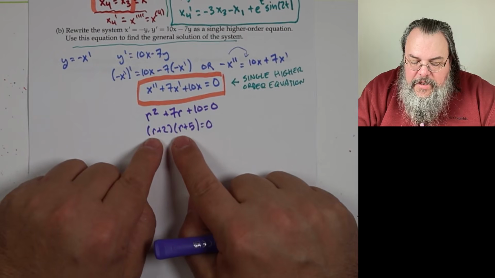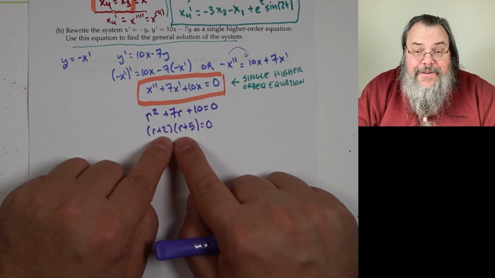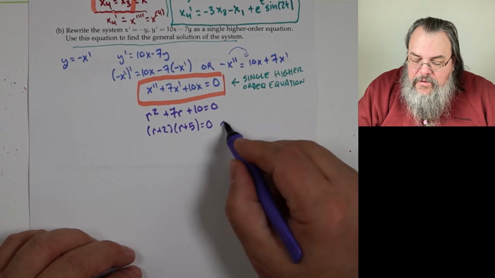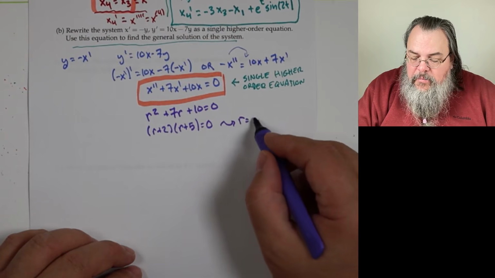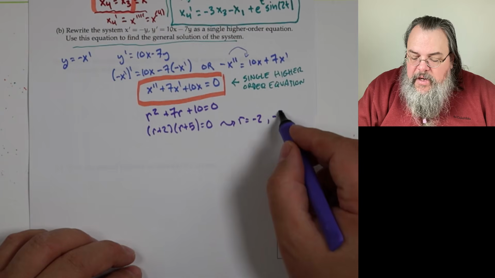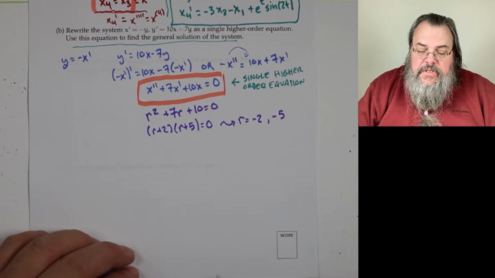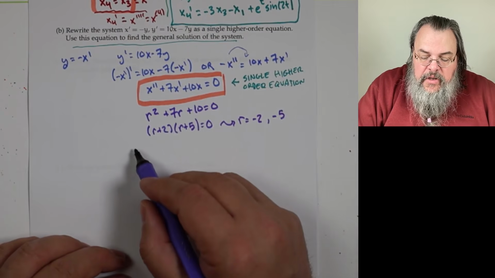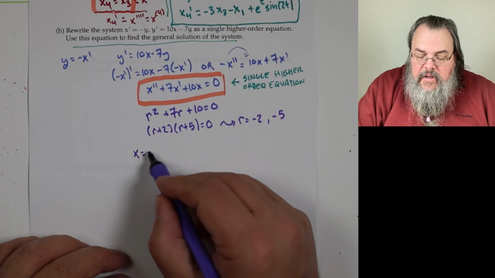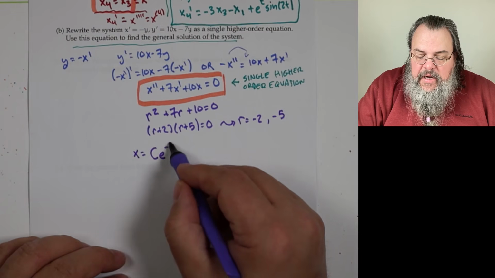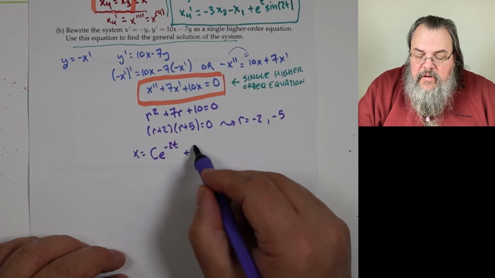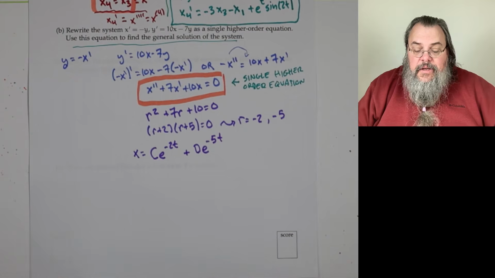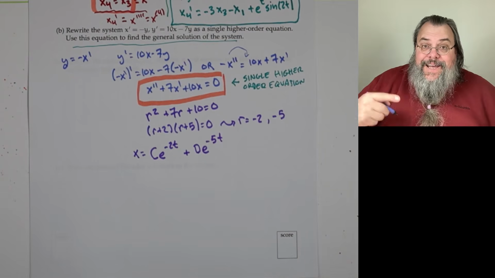Notice we get r squared, then we have 5r plus 2r, 7r, and plus 10. So that leads us to r is minus 2 and minus 5. Which tells us what? Well, now we translate that into solutions. So we say, x is some constant c e to the minus 2t plus some constant d e to the minus 5t. And I say, okay, so we've solved for x.